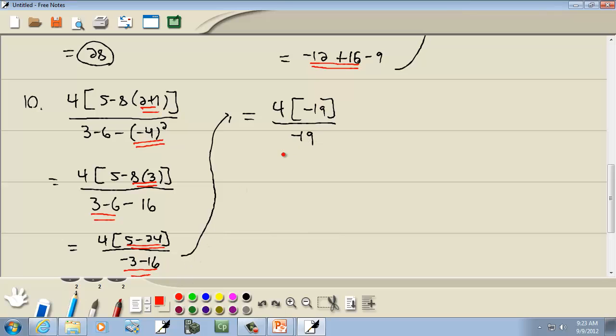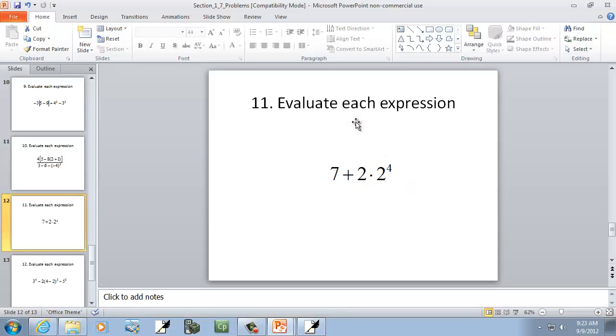Now, I could finish the top part and take 4 times that. But I see something that jumps out at me here. We have 4 times negative 19, and we have negative 19 down here. Those negative 19s are going to cancel, and that'll give us 4. Technically, I went away from my Dear Aunt Sally a little bit there. I should have done the top part completely. But I knew what was going to happen anyway, so I could do that. So I cheated. I didn't do my order of operations.